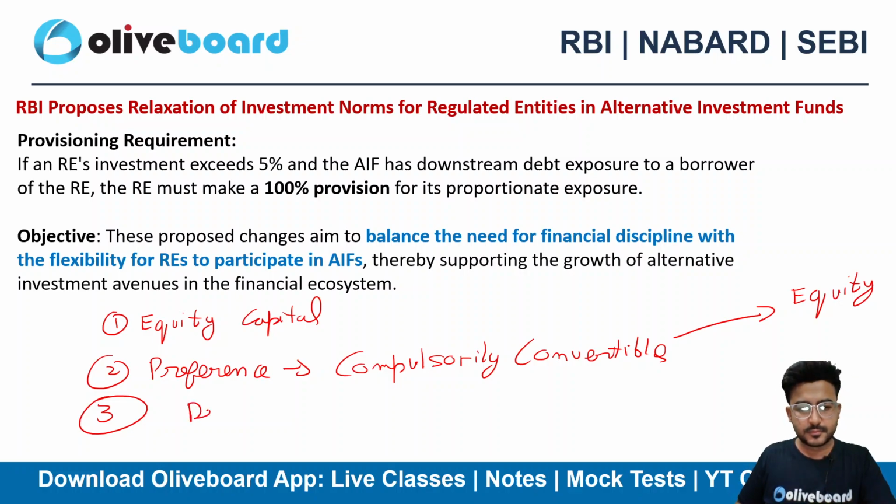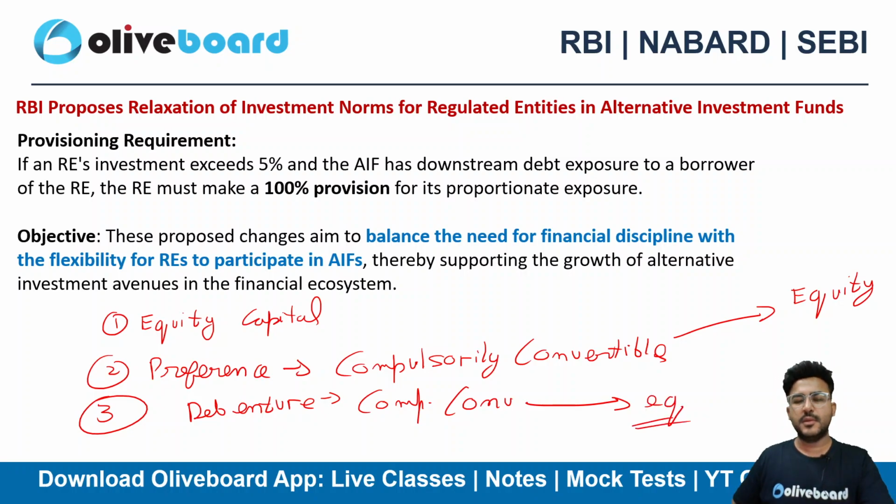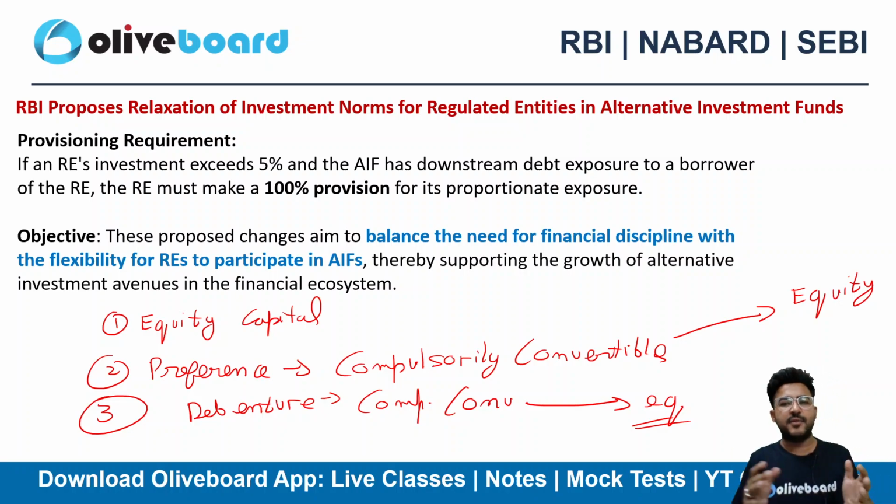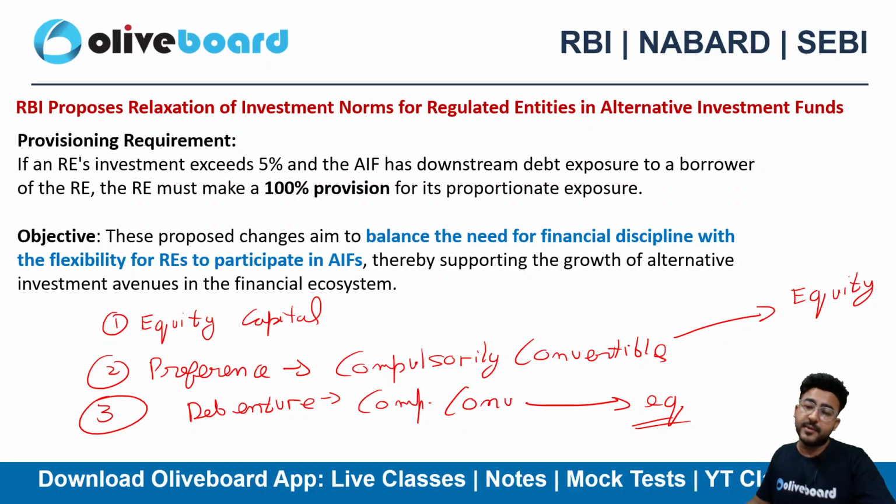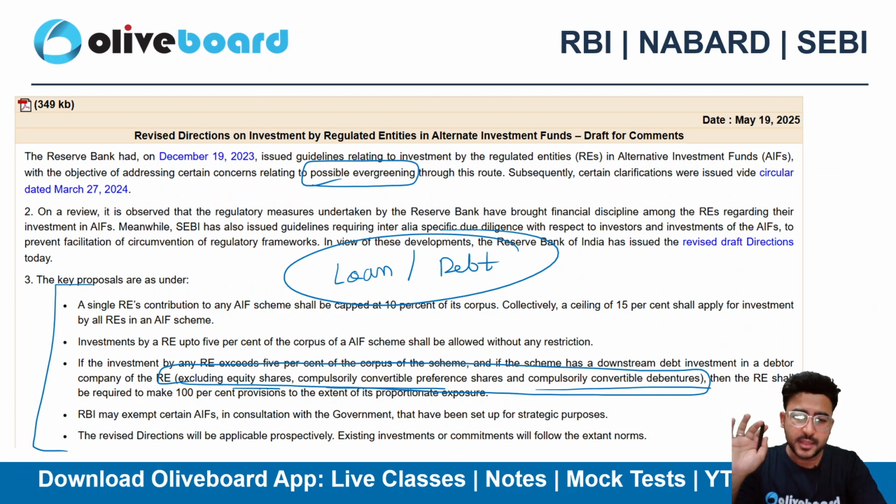Then debentures that are again compulsory convertible into equity. So on these three things, this particular circular won't be applicable, right? You are free to invest in equity share capital, preference share capital which is compulsory convertible, debentures which are compulsory convertible of Prateek Limited, no problem at all. However, don't talk about loan, don't talk about debt, otherwise limits are applicable here, and that's what is written in this particular draft circular.